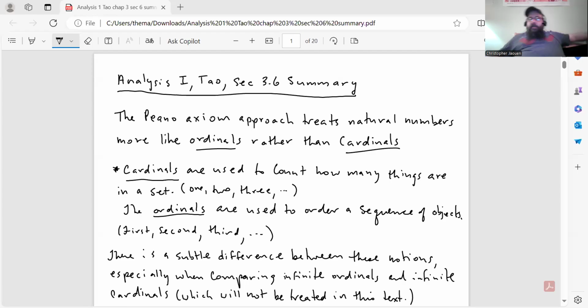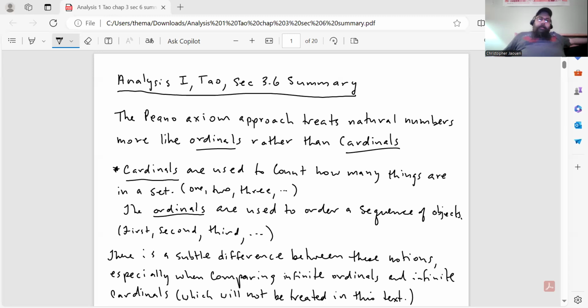I wanted to get around finally to section 3.6, my summary for section 3.6 in Tao's Analysis 1 book. So let's jump into that. And then we'll only have one more video left for chapter 3, which would be the exercise set for 3.6. So, like I said, let's jump into it here.